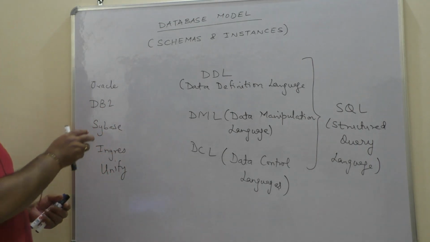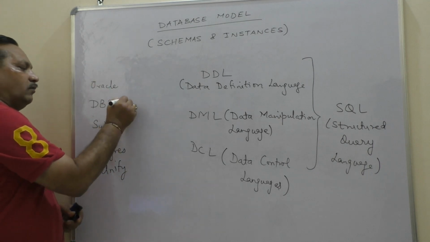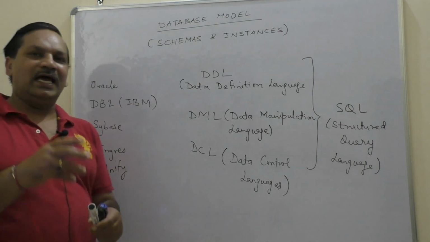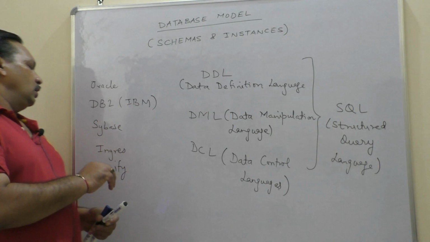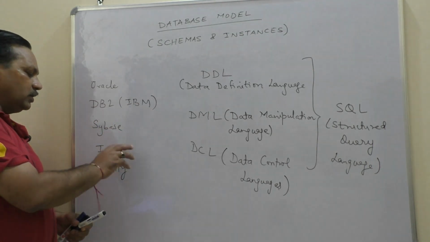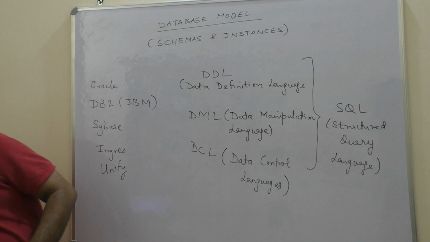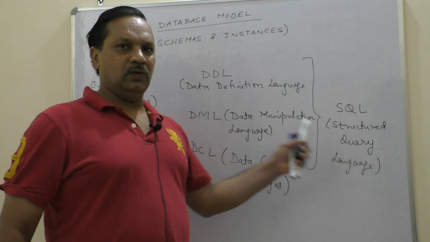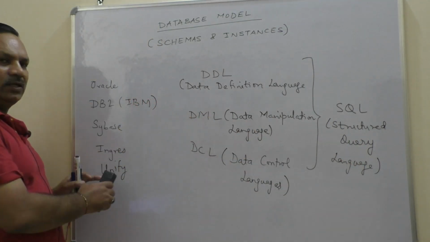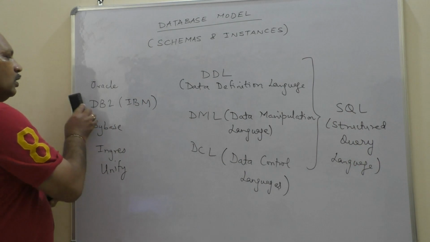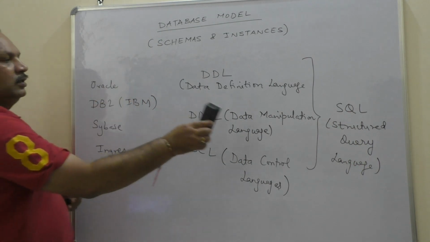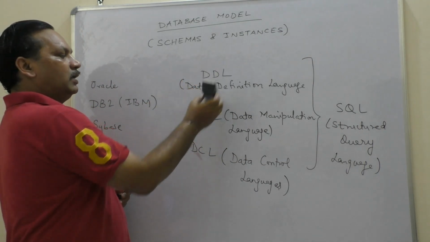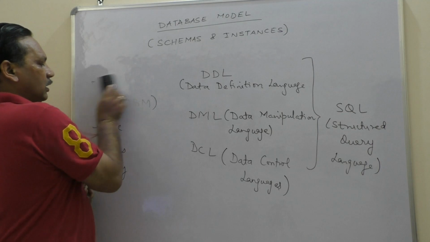Clear? DB2 is nothing but a database software of IBM Corporation. So those institutes which have an alliance or MOU with IBM use DB2. Then Sybase, Ingres, Unify. These are popular database systems, and all of them have a common language called structured query language. There's not much difference between these languages, only the syntax. Each of these has an SQL concept, in which there are three types of commands: DDL commands, DML commands, and DCL commands.